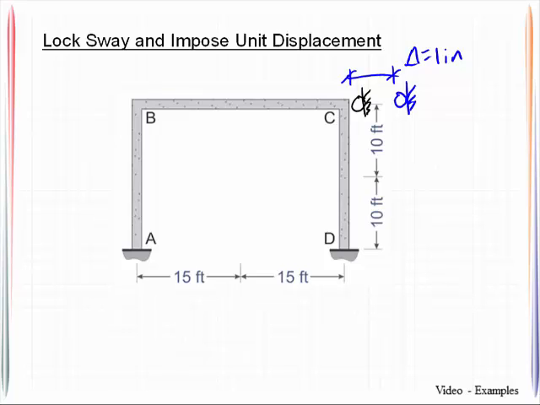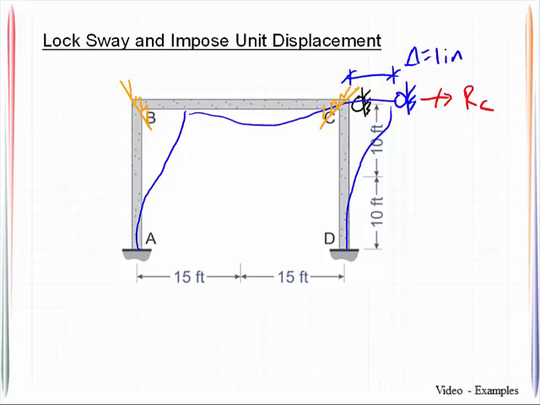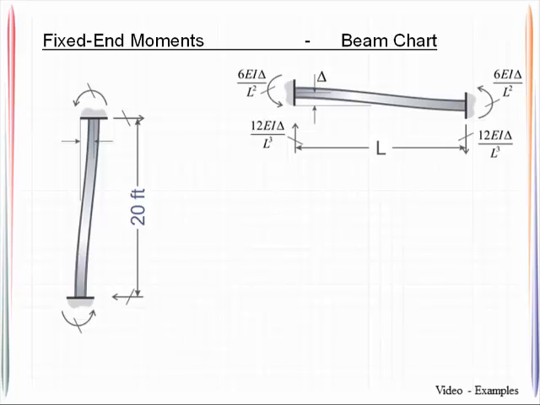The idea here is we want to figure out what the reaction is here due to that unit displacement. And that will cause me to deflect its shape to something that looks like this. So let's go ahead and analyze that. We will use the moment distribution method, so we will lock these members against rotation, and then I can find out what the fixed end moments are. I don't need to do the distribution factors again because I already have that.